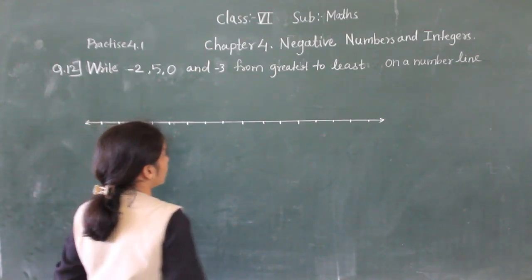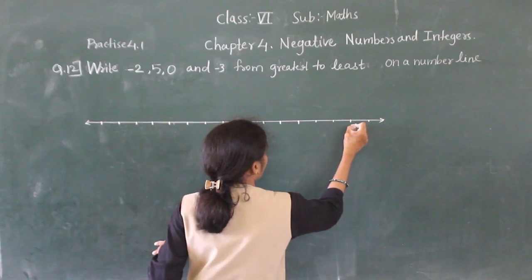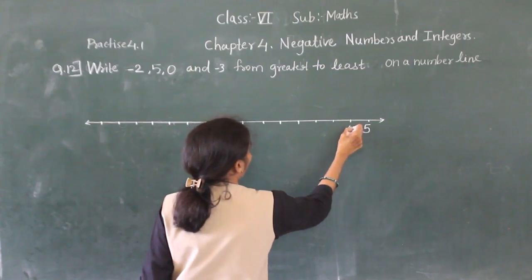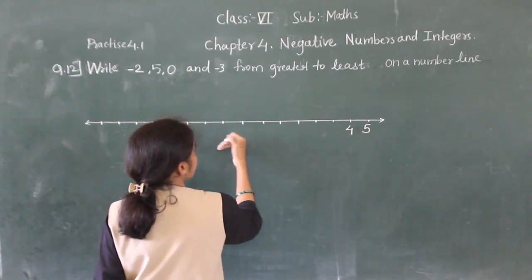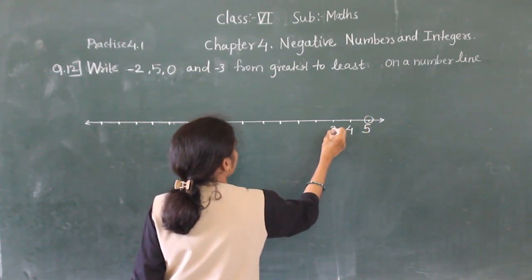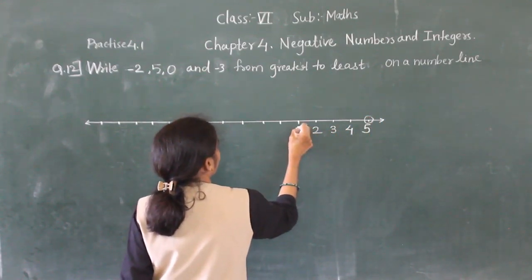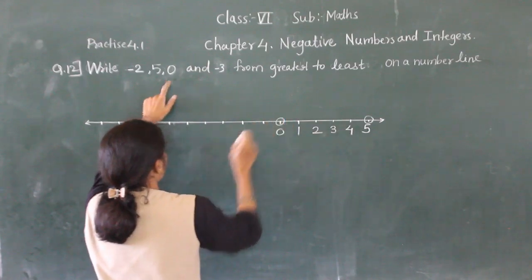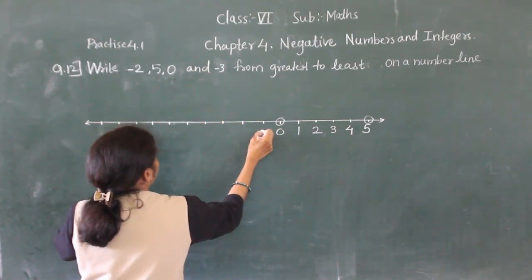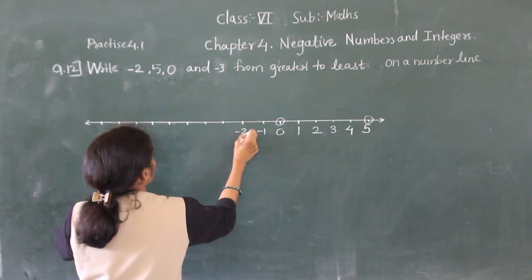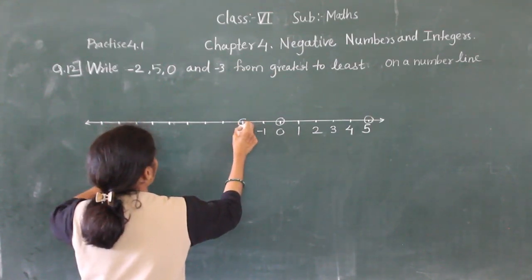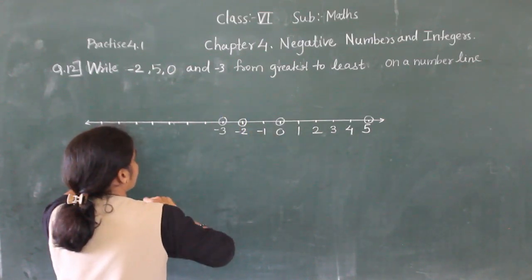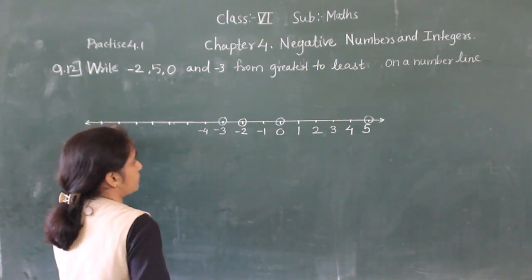Now, 5 is the greatest. Suppose I write 5 here. After 5 will come 4. What have we read? Greatest to least. So 5, then 4, 3, 2, 1. Then 0, we have to show 0 also. Then minus 1, minus 2, and minus 3. Here you can write minus 4, minus 5, minus 6.